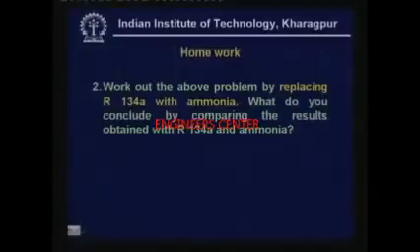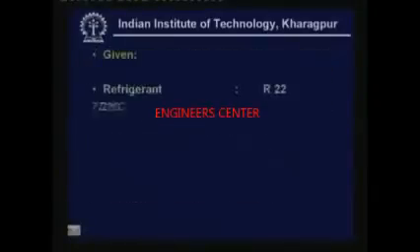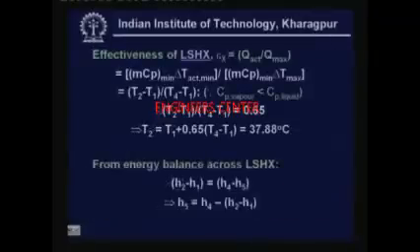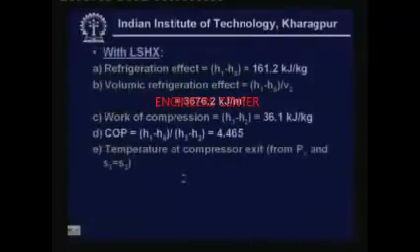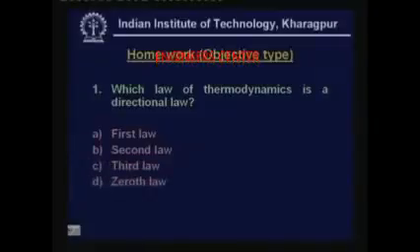Now let me quickly give some objective type problems for your homework. Okay, so objective problems are like this. First problem is, which law of thermodynamics is a directional law? The answers are: A is first law, B second law, C third law, D zeroth law. Okay.